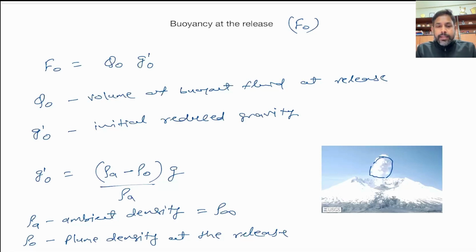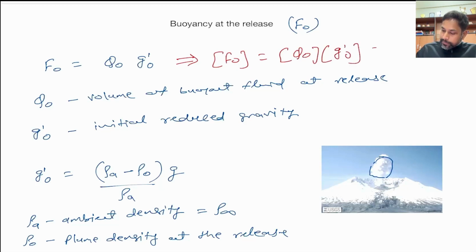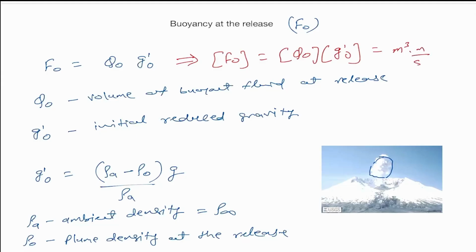Okay, and the delta rho that you see, rho_a minus rho naught, is the initial value, and as the plume rises up, rho naught, that basically is rho_p, continuously increases, and that's why delta rho basically decreases with distance, right? And now if you want to do the dimensional analysis, the dimension for F naught will be, and this will give us, meter cube times meter per second square.